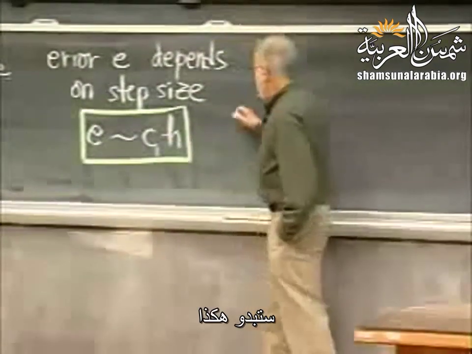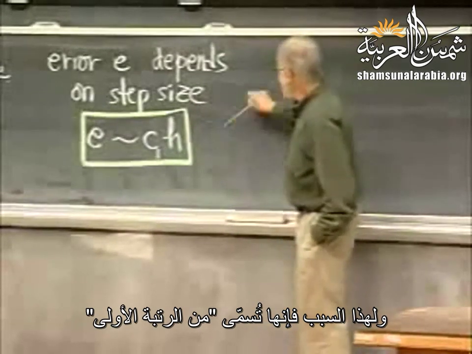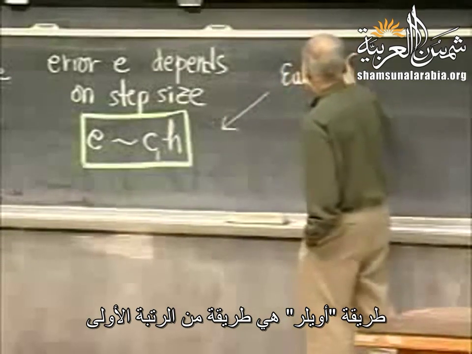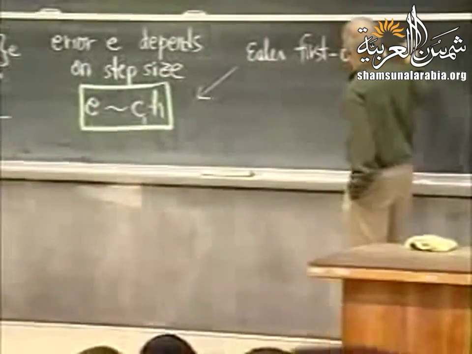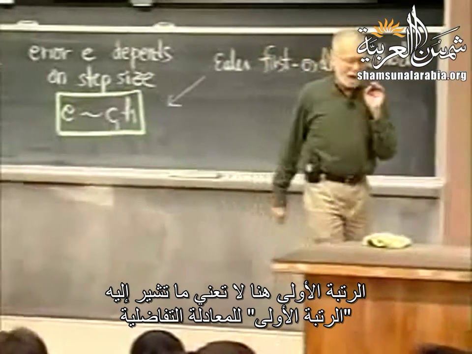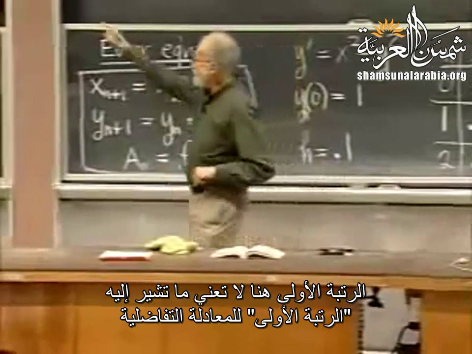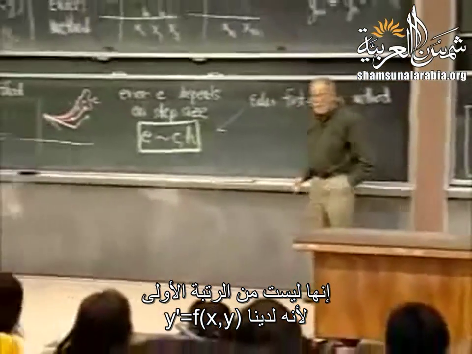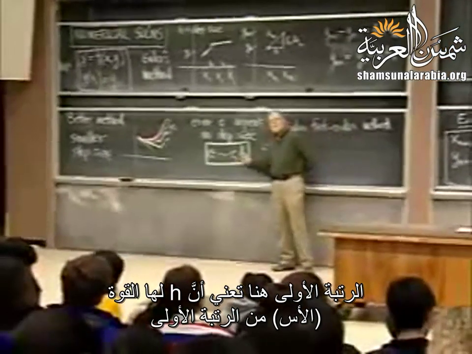It looks like this, and for this reason, it's called first order. The Euler is a first order method. And now, first order does not refer to the first order of the differential equation. It's not that use of the word first. It's not first order because it's y prime equals f of x, y. First order means the fact that h occurs to the first power.